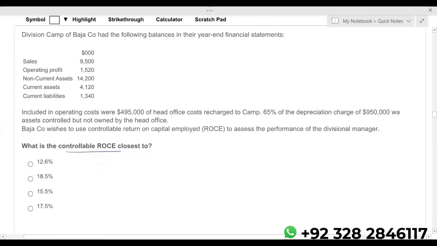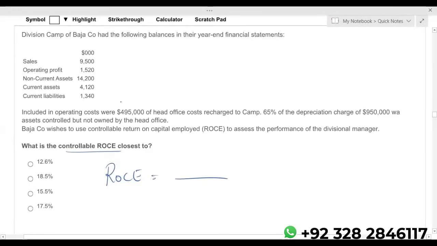What is the controllable return on capital employed? ROCE. Logically, your ROCE is equal to PBIT upon capital employed. Capital employed is equal to equity plus debt. If it is not available, then total assets minus current liabilities will give you capital employed.